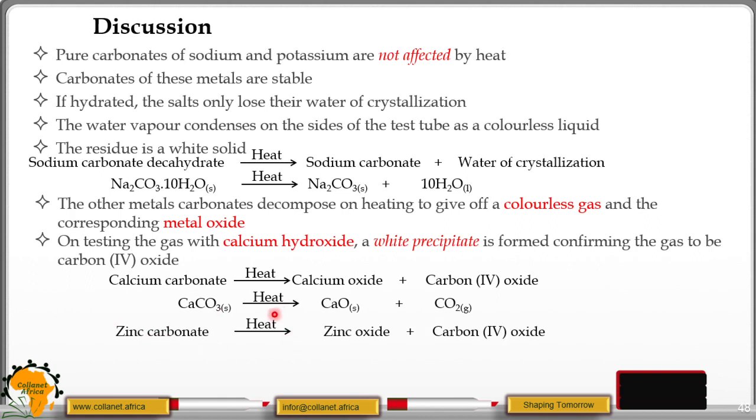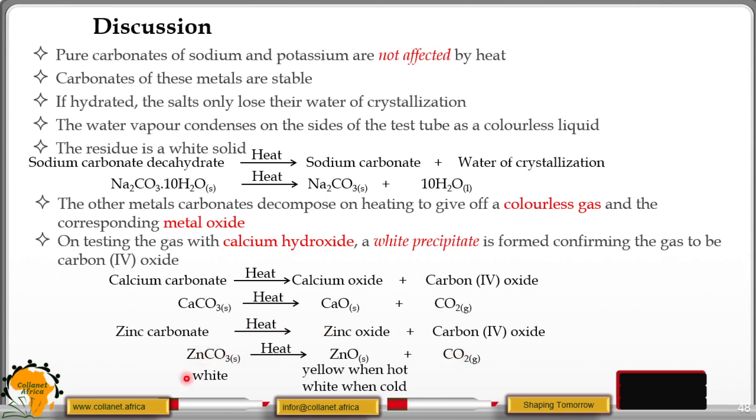Zinc carbonate, if you heat, you get zinc oxide plus carbon 4 oxide. And this is the chemical equation. So we have zinc carbonate, you get zinc oxide plus carbon 4 oxide. This is a colorless gas. And if you bubble this in calcium hydroxide solution, you get a white precipitate, which is a test for carbon 4 oxide. Let's see.